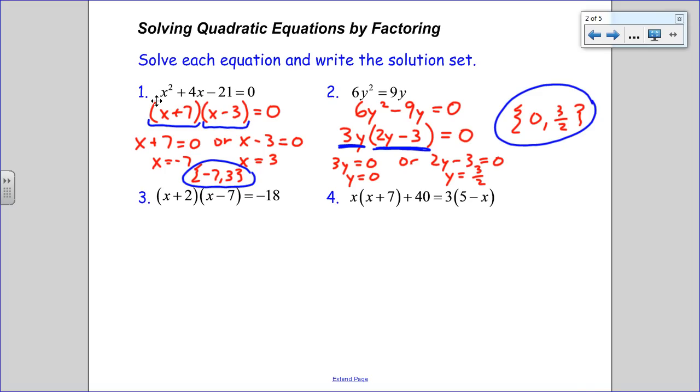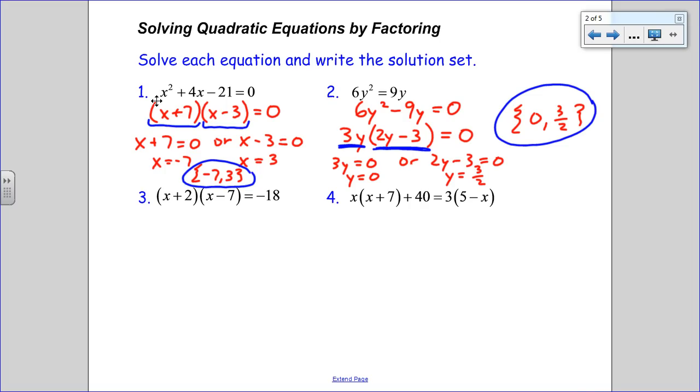Let's move to example 3. The quantity x plus 2 times the quantity x minus 7 equals negative 18. Notice that the left-hand side is already in factored form. However, the right-hand side is not equal to 0. So unfortunately, we cannot make use of the zero product principle. We will need to rewrite the equation in standard form first, and then move from there.